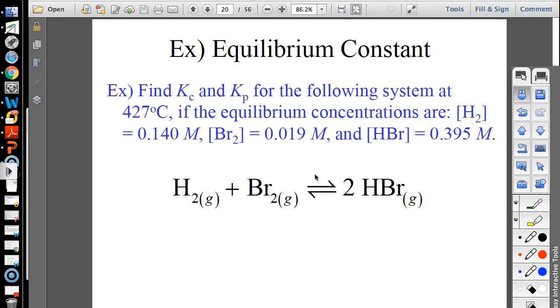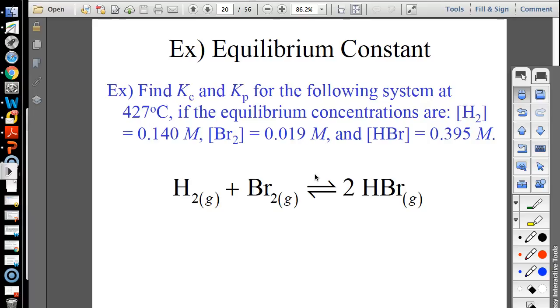For the following system at 427 degrees Celsius. Well, why do they even give us the temperature? Do you remember how the K for rate constant changed with temperature? This capital K, the equilibrium constant, changes with temperature as well, because temperature is going to speed up a reaction. Anyway, if the equilibrium concentrations are 0.140 molar hydrogen gas, and bromine is 0.019 molar, and hydrogen bromide is 0.395 molar, am I going to do Kc or Kp? Kc, right? And so you could convert it to Kp later, but we don't need to do that.